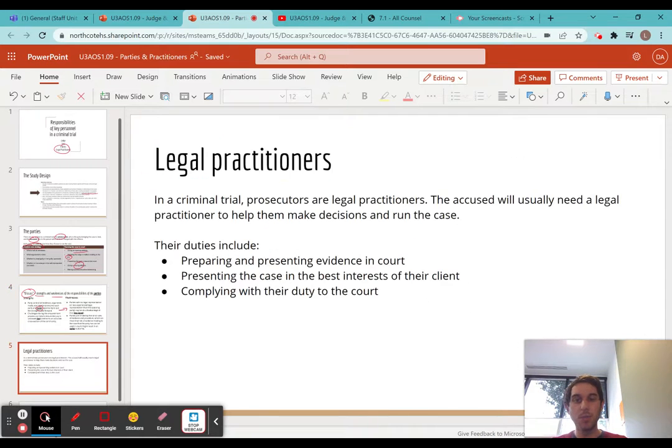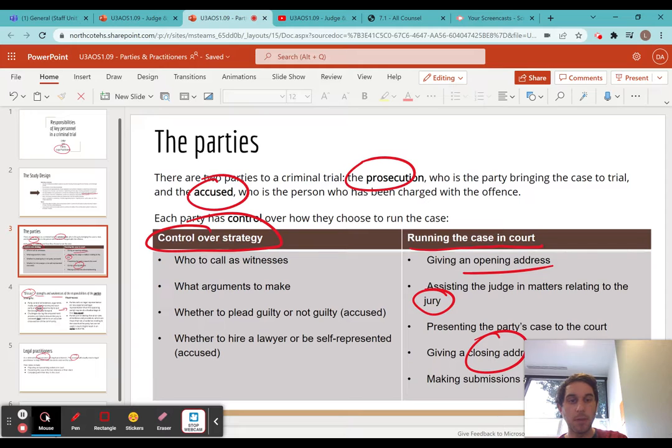All right, now let's move on to what the legal practitioners do. So in a criminal trial, the legal practitioner is your lawyer. And in every criminal trial, one of the parties is the prosecution, and they are always legal practitioners. The accused person, on the other hand, is usually not a legal practitioner. And so they will usually need to hire a lawyer, to hire a legal practitioner to help them run their case. And that's where this stuff comes in from our previous slide.